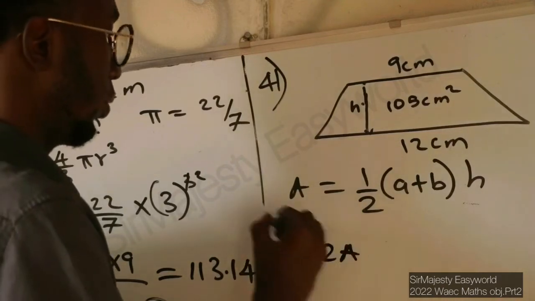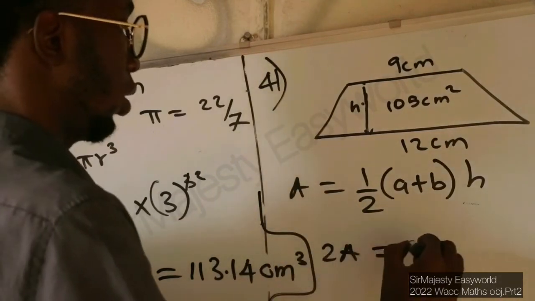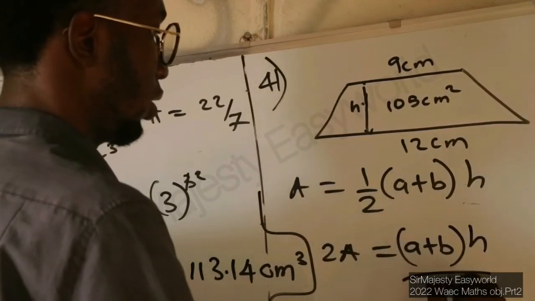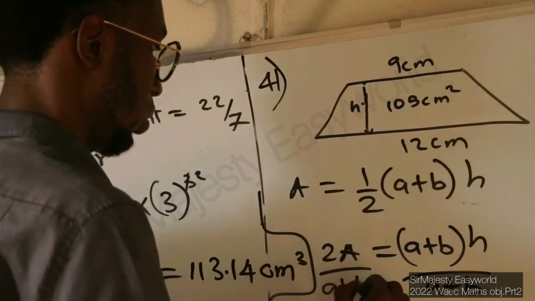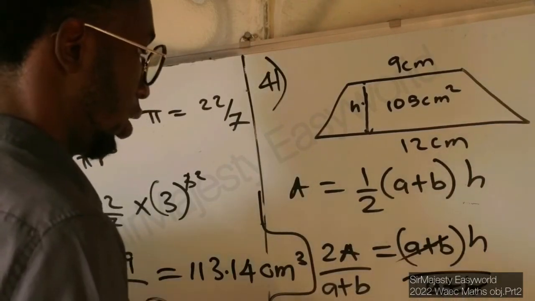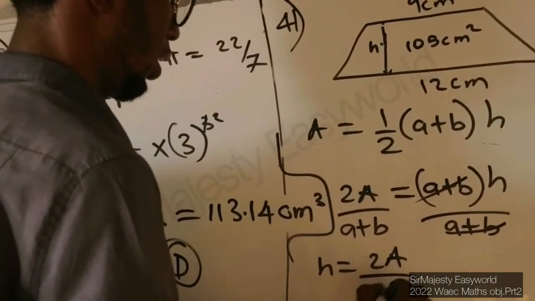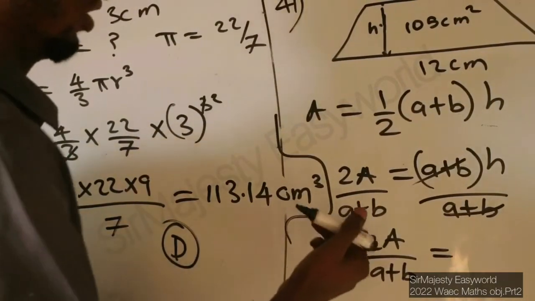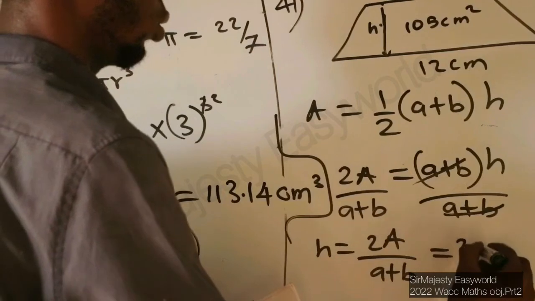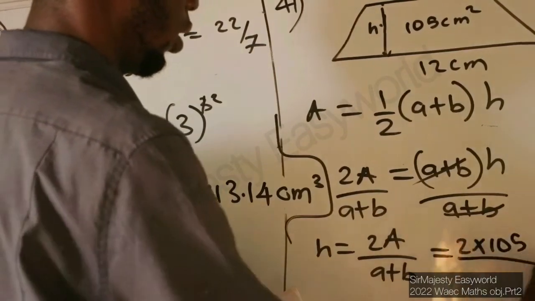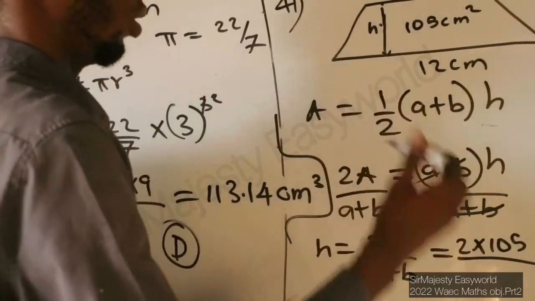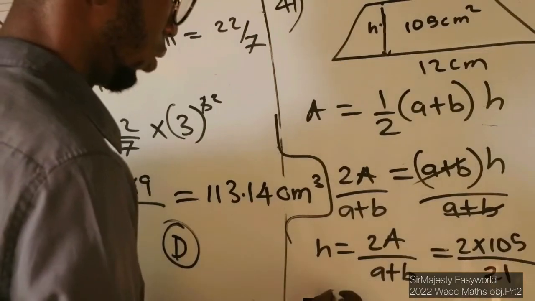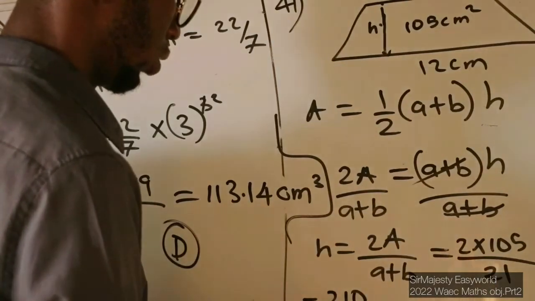So we get 2a is equals to a plus b times h, and then we divide both sides by a plus b, and then we get h is equals to 2a all over a plus b. Then we can substitute our values to get our answer. So 2a is 105, 2 times 105 all over a plus b, 9 plus 12 is 21. So we have 2 times 105 is going to give us 210 all over 21.